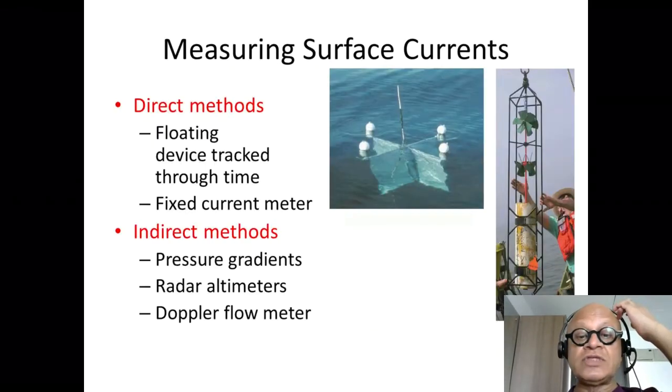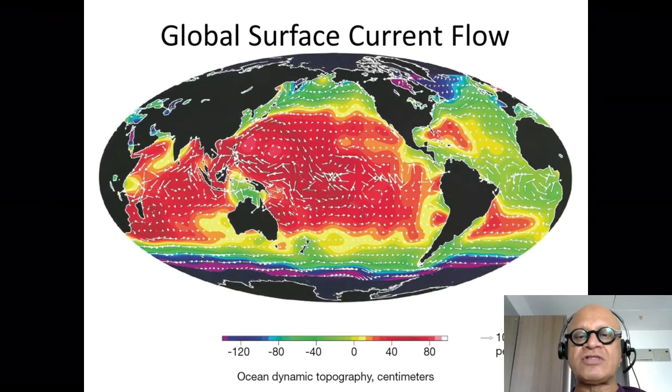Okay, so the other is the Doppler flow meter, terminology, but you can look up what it is. Again, it's an indirect measure of currents. Here is an image showing the ocean dynamic topography. This is what an ocean altimeter or radar altimeter measures, right? It's looking at travel time and telling you how the dynamic topography of the ocean is changing.